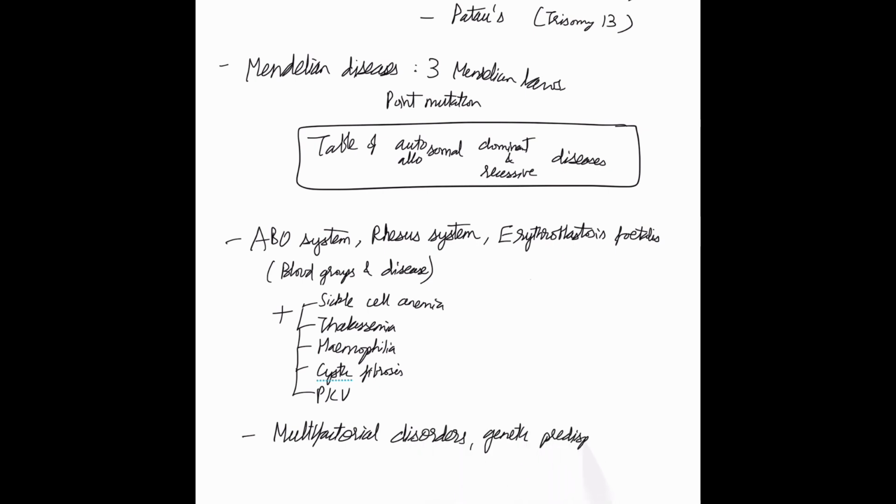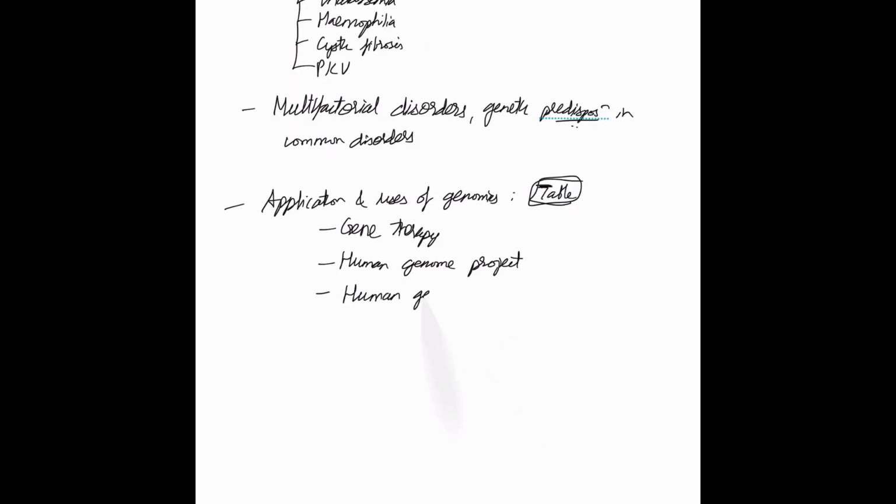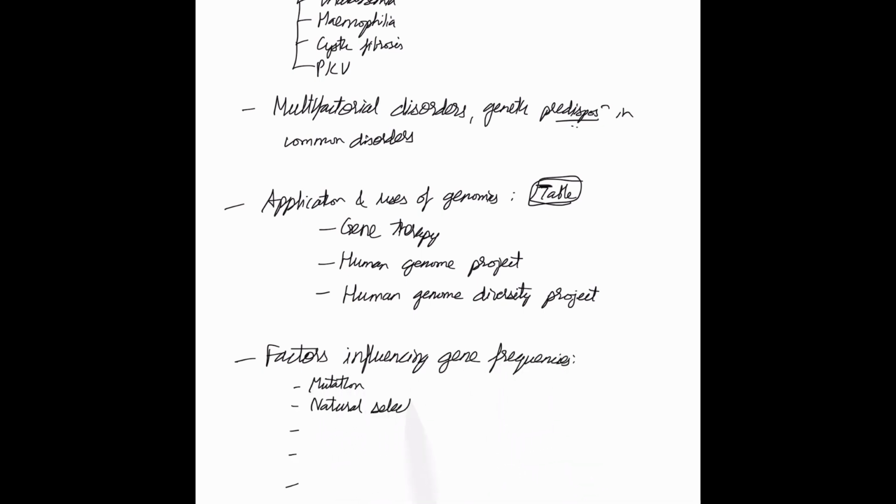We then see the multifactorial causes of genetic disorders and genetic predisposition in common disorders like cardiovascular disease, etc. And then we see the application and uses of genomics like gene therapy, the Human Genome Project, and the Human Genome Diversity Project. There's a small table for this also. And then factors influencing gene frequencies, we have mutation, natural selection, population movements, breeding structures, and public health measures.